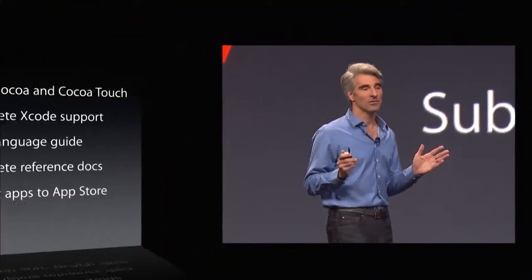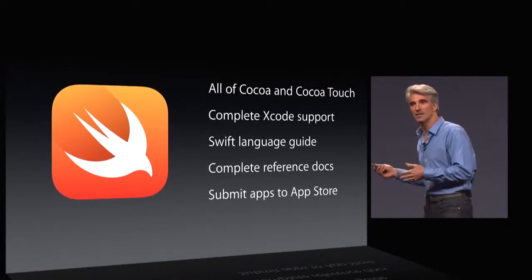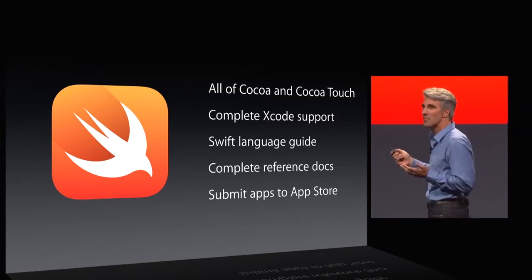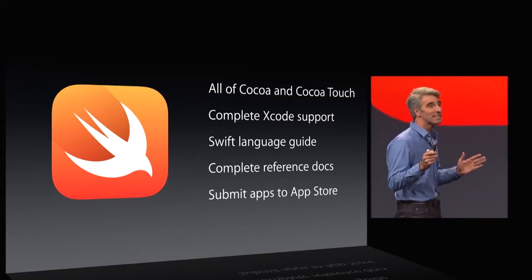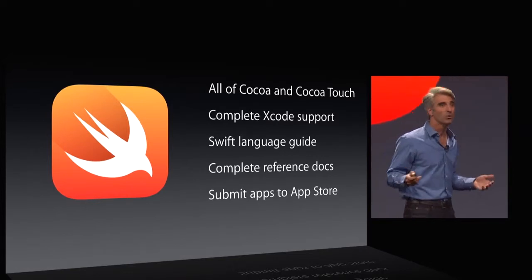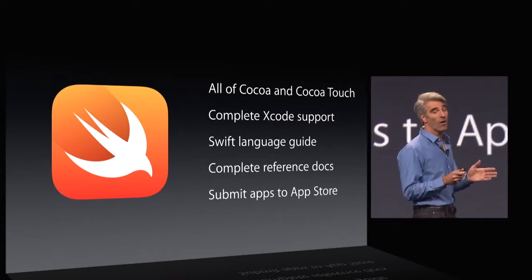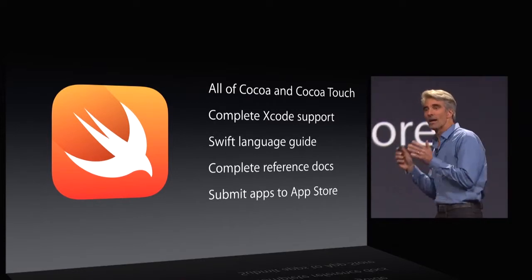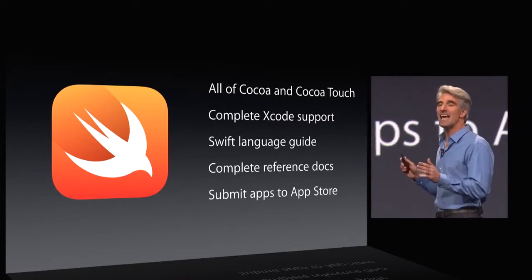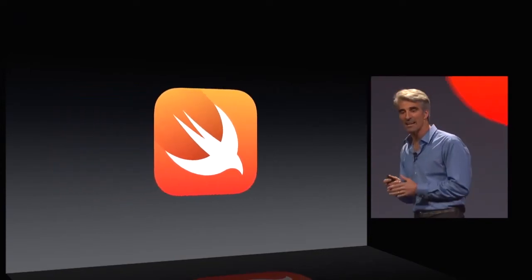So that's Swift. It gives you access to all of Cocoa and Cocoa Touch. So you can build everything from a simple example, like you saw there with Chris, to the most powerful applications you can imagine. And Swift is going to be ready for prime time out of the gates. It comes with complete Xcode support with indexing, code completion, and debugging. And there's a Swift language guide available to you now in iBooks, along with complete reference documentation. And when iOS and OS X are available, day one, you can submit apps written in Swift to the App Store. That is Swift.